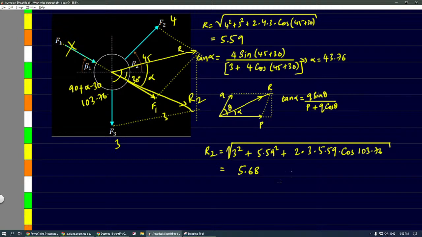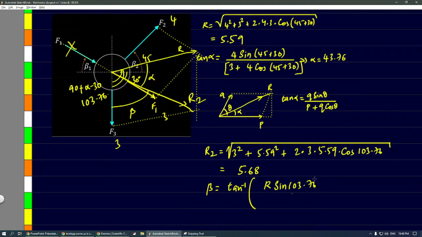And then again we have to find the angle. Angle, let us take beta. From where you want to measure, let's measure it from this angle. So beta will be tan inverse. If this is the one, then you have to take R into sine of the total angle. The total angle means the angle between these two, that is 103.76.